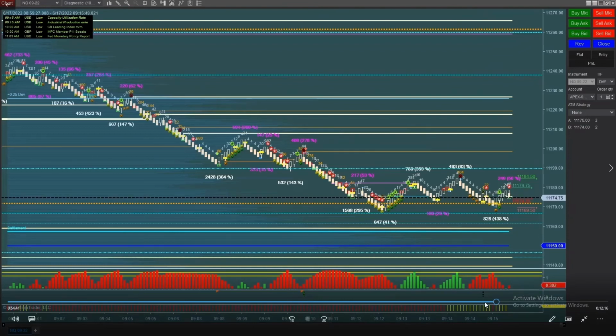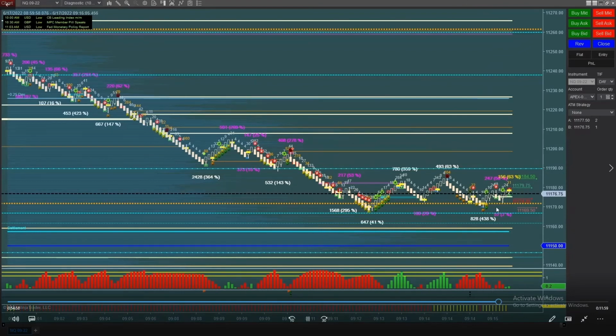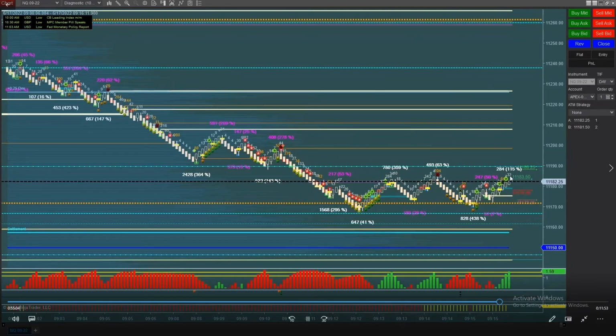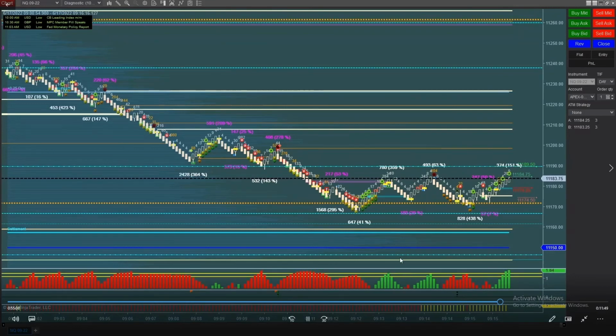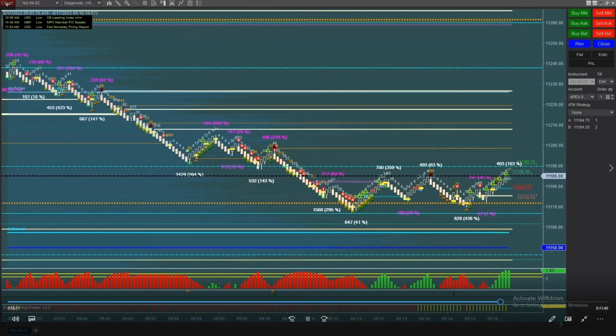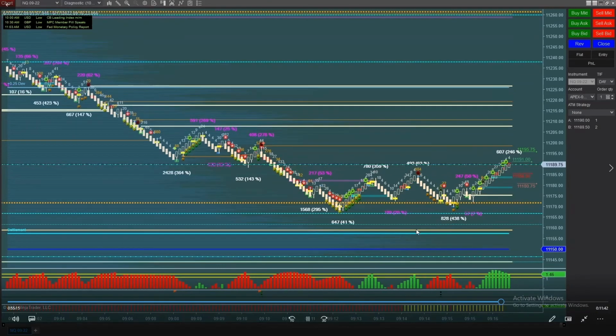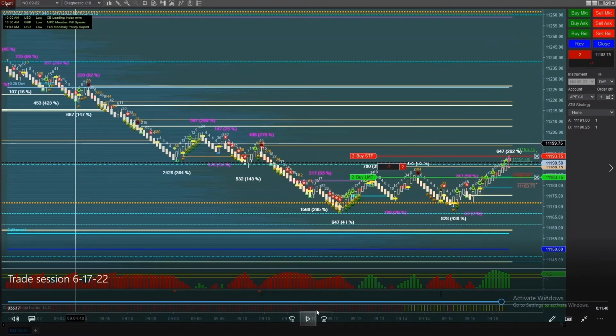So it's kind of getting a little choppy, and it just can't break. Can't really break this bottom here. So now that it's coming up, like I said, if it hits this and gives an LRE, I would take it. And there we go, I'm in.